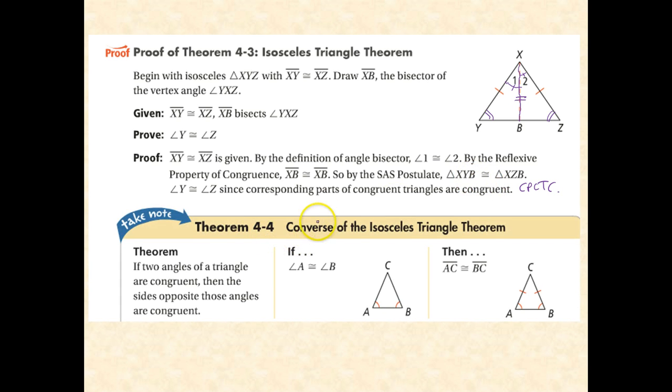So the converse of the isosceles triangle theorem turns out to be true as well. If two angles of a triangle are congruent, then the sides opposite those angles are congruent. So, if you have angle A and angle B congruent, then the sides opposite angle A and angle B are congruent. Here's the side opposite angle A, this is the side opposite angle B, and this is the side opposite angle A.